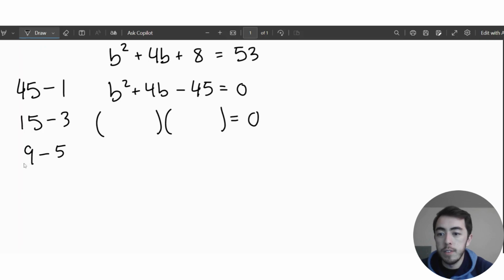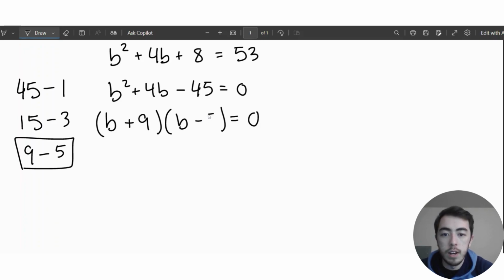And I notice that if I take a 9 minus 5, then I get that 4 that I wanted in the middle. So this could be written as b plus 9 and then b minus 5.